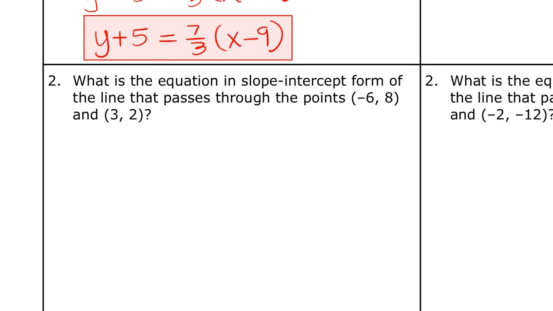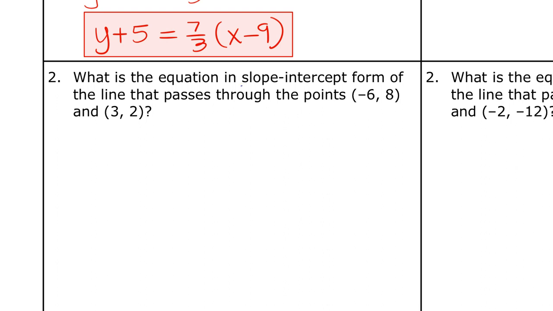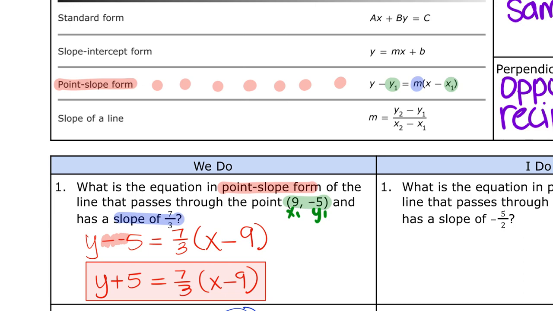It says, what is the equation in slope-intercept form? So this time they want a different form of the line that passes through the points -6, 8 and 3, 2. Since there are 2 points, this will be x1, y1, and this will be x2, y2. If I'm going to do slope-intercept form, one of the main things I need is slope. It's right there in the title. Again, the formula is going to be given to you. Let's plug into this formula.